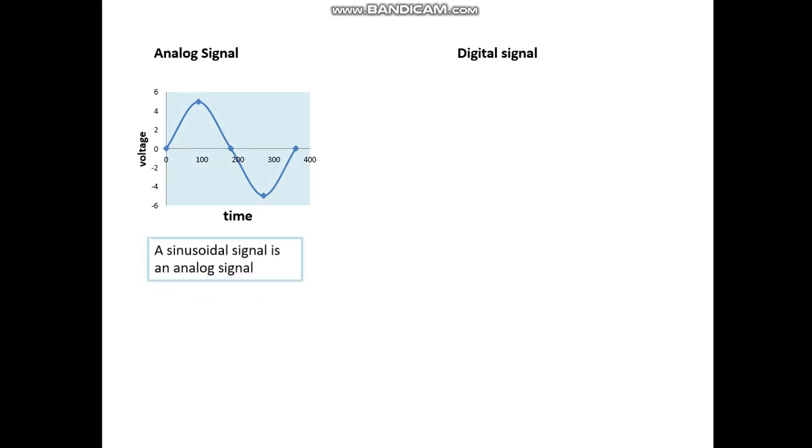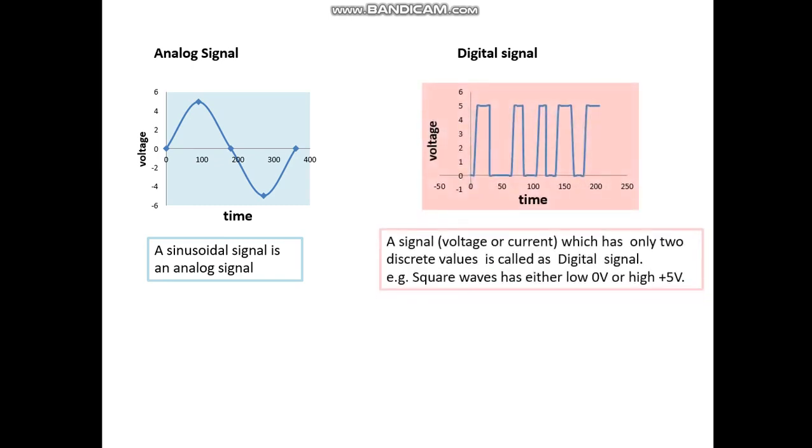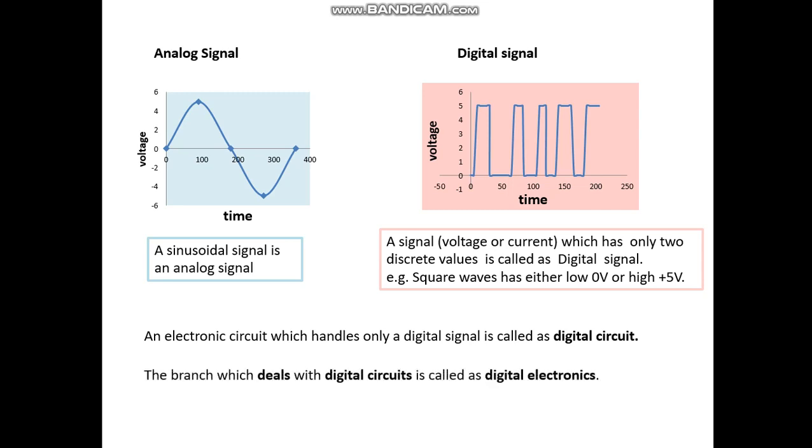Now let's see what's analog and what's digital signal. This is an example of an analog signal, a sinusoidal signal. It's a voltage versus time graph. And if you take a digital signal, then the signal, voltage or current, can be anything which has only two discrete values, and is called a digital signal. Example, square waves have either low 0 volt or high plus 5 volts. An electronic circuit which handles only a digital signal is called a digital circuit. The branch which deals with digital circuits is called digital electronics.